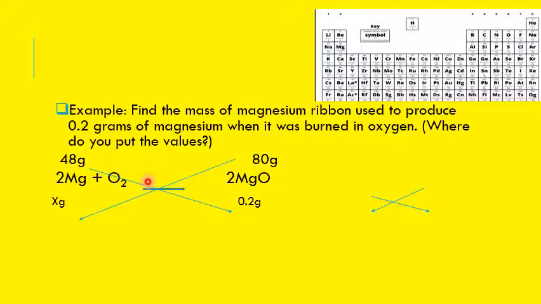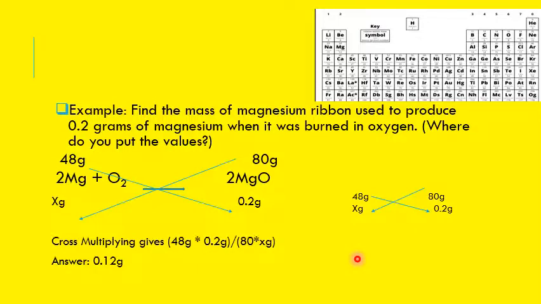Now the next step is we have to cross multiply. We cross multiply 48 multiplied by 0.2 divided by 80 grams times X grams. It's always easier for us to just go ahead and remove the numbers from all of these symbols and put them somewhere neatly, so it's a bit easier for you to work with. Same thing though, 48 times 0.2 divided by 80. That's it. And then when you put that in your calculator, the answer that you should be getting is 0.12 grams. And that is it.